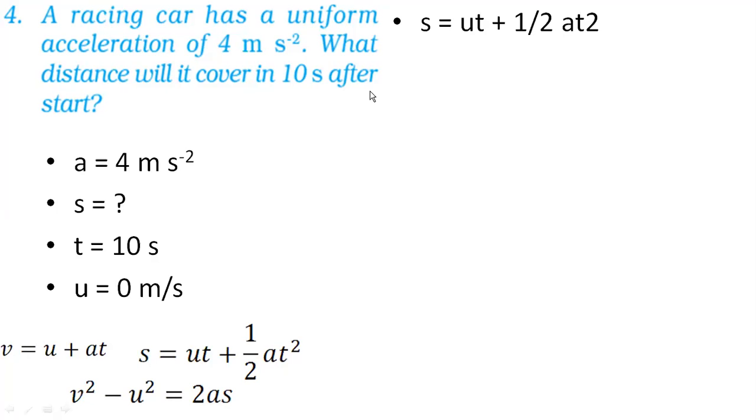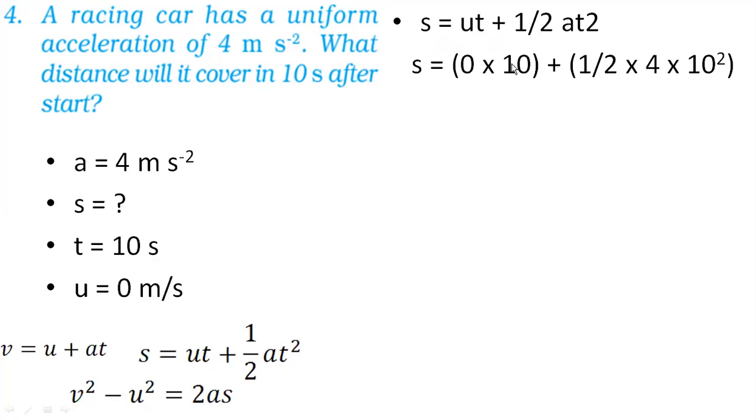So what we can do is take the second formula, S is equal to ut plus half at square. Why are we going with the second formula and why not the third? Usually we go with the third, but we do not have the value of V here. So we'll go with the second one. S is equal to ut plus half at square. Put the values there. What would the values be?